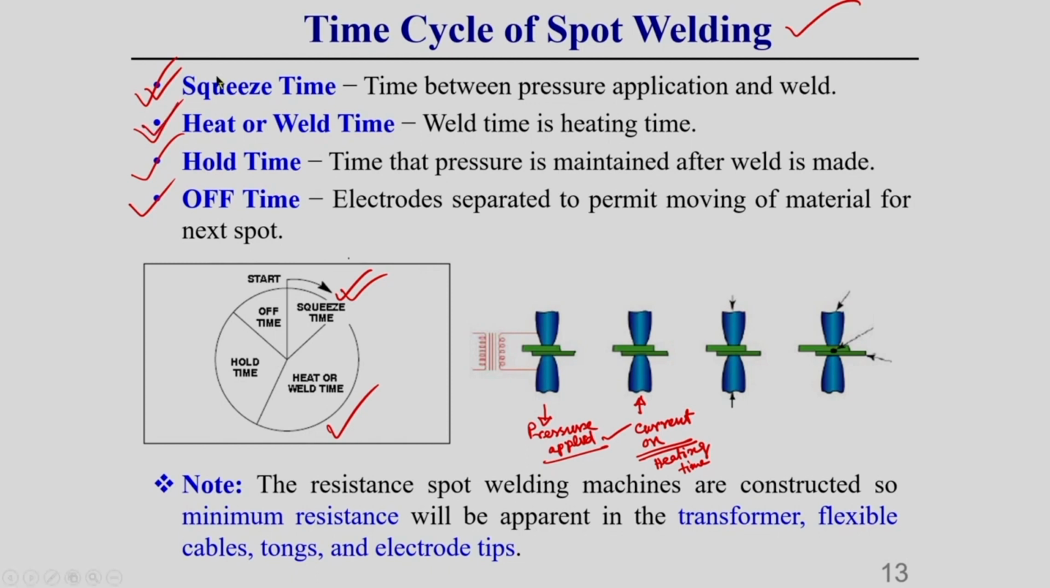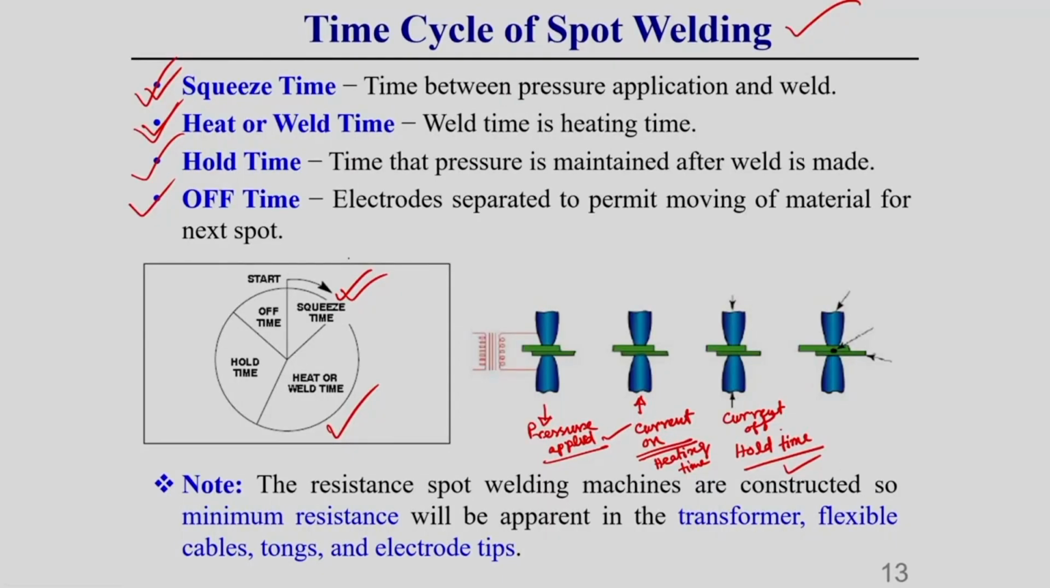This is the second time step, which is called weld time, which is generally used to heat the material and do the welding operation. After that we switch off the current. Here you see this is current off, which I have already told you. At that time current is off, but pressure remains on. That is why this time is called hold time. Some hold time is required to let the molten material solidify.